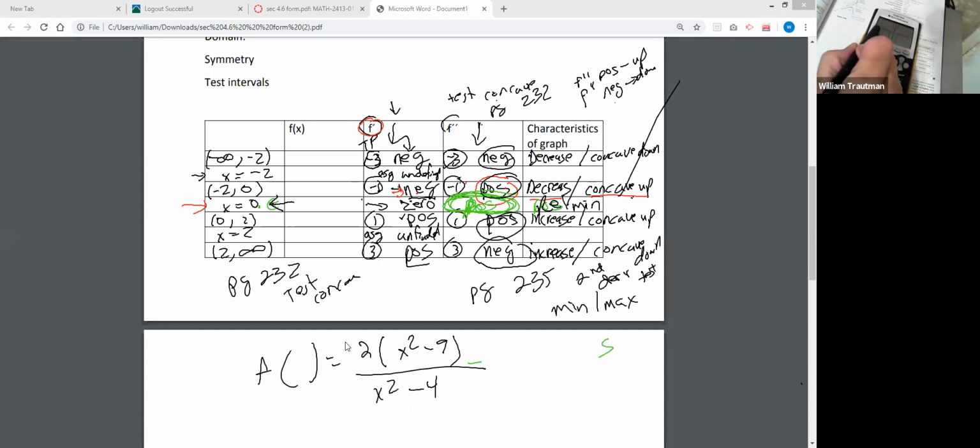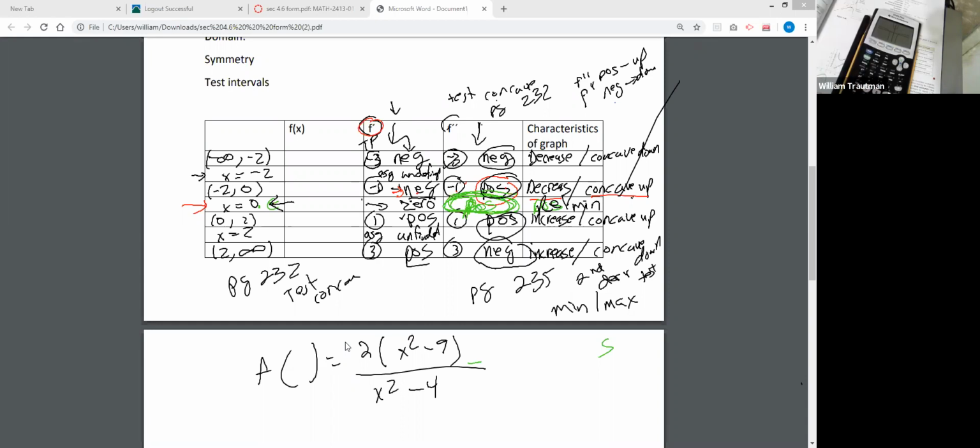There is a horizontal asymptote at y equals 2 when you go across here. And this point right here, that relative minimum, was (0, 9/2). Remember, that's 4.5 on the y-axis. That's the y-intercept, the only place the graph crosses the y-axis, at 9 over 2, 4.5.